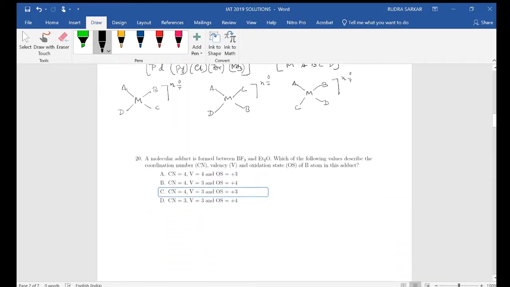Question number 20 is, over here a molecular adduct is formed between BF3 and ether. Which of the following values describe the coordination number, valency, and oxidation state of B within the adduct? So for this, one has to first draw the structure of BF3, which is obviously a trigonal planar structure.